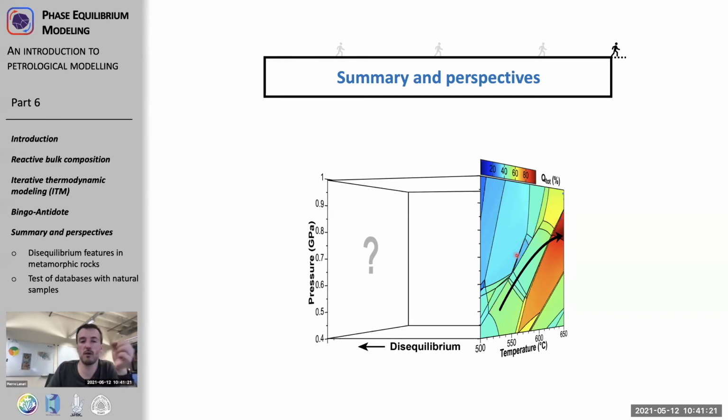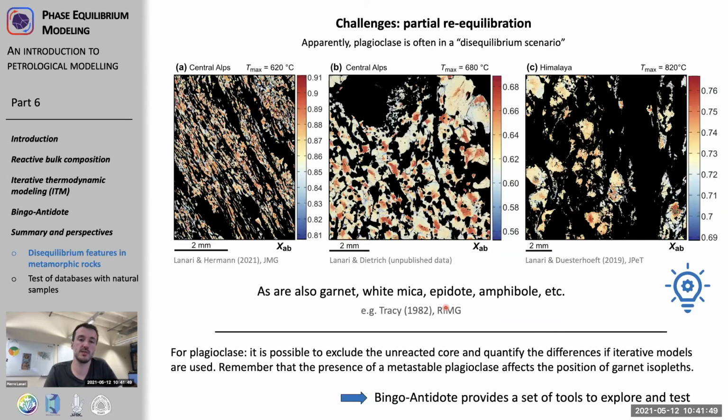If you have mineral composition zoning, if you have a fractionation of components from the system, then you might enter into the disequilibrium world that is shown on this slide of the diagram. When you do some tests, for example, when you extract the core of the garnet and recalculate your phase diagram, you enter this world. When you play with Bingo-Antidote, you can also, to some extent, explore part of this volume. And there are some challenges, and partial reequilibration is one of the main challenges that remains, in my opinion, when you want to model natural rocks.